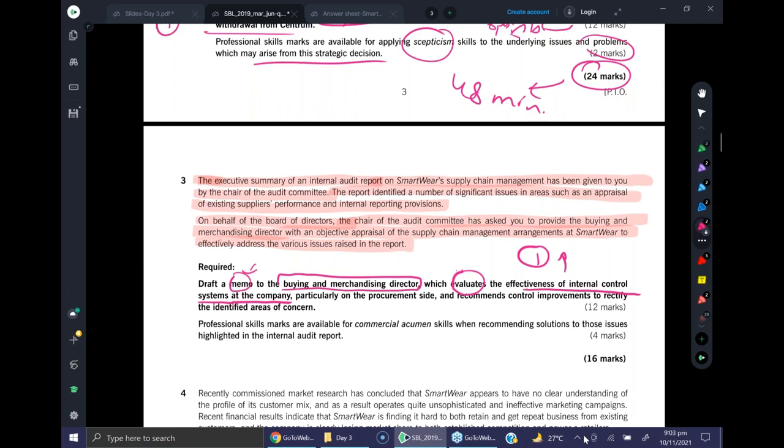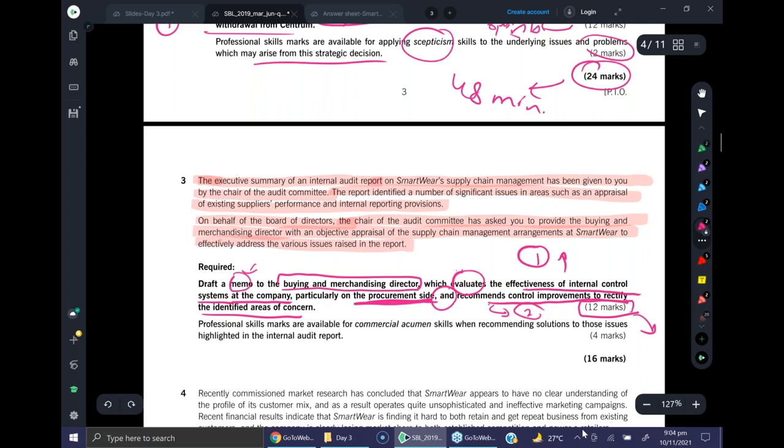So I'll have to read the relevant exhibit to know the systems, right? Particularly on the procurement side. So you'll have to talk about the procurement internal control system effectiveness. And what's the second part? Recommend control improvements to rectify the identified areas of concern. So now this sounds like there are problems and you have to give recommendations for each of the problems here. There are 12 marks available.